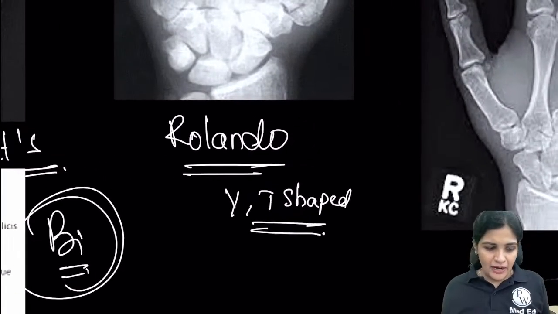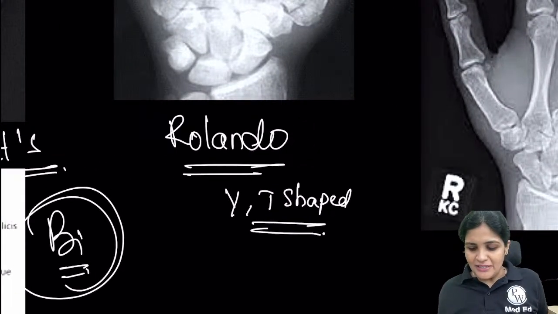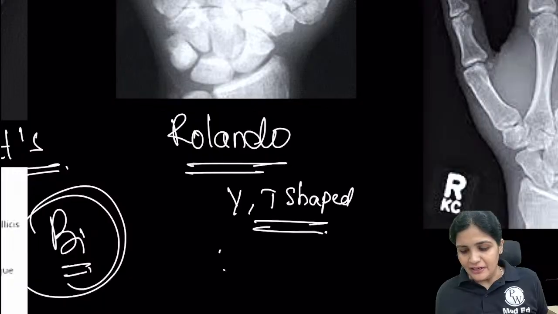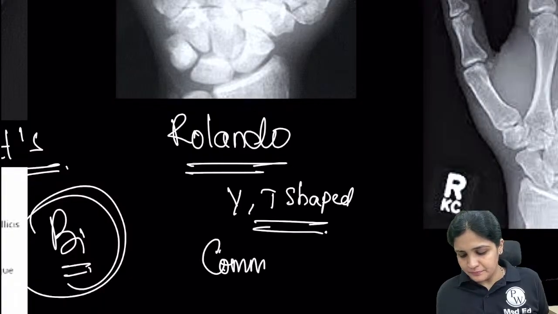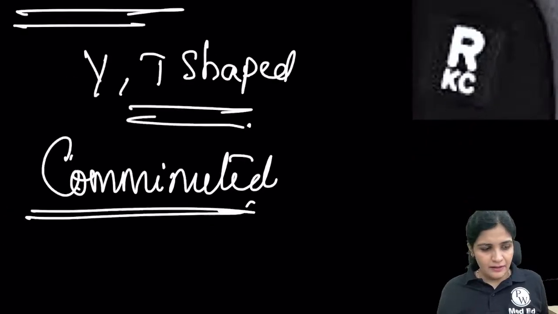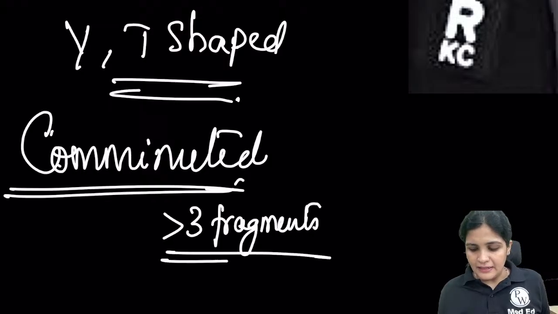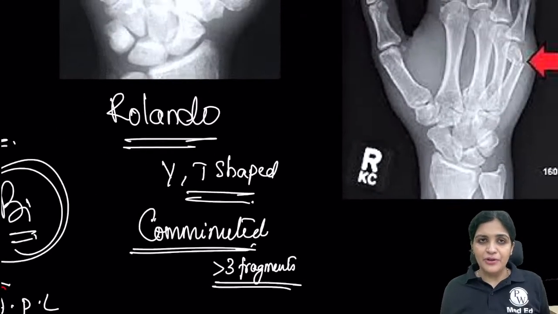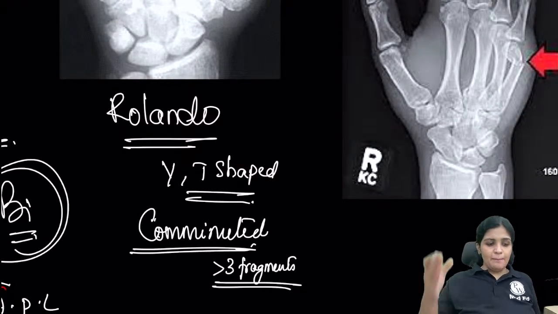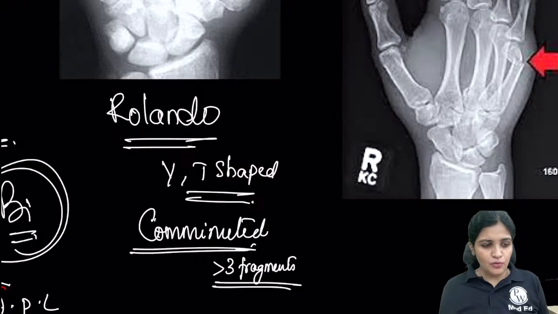Cristiano Ronaldo, you can remember. So this is Y or T shape. This is a comminuted fracture. What do you mean by comminuted? When the fracture fragments are more than 3. Clear? That is comminuted. Rolando is a comminuted fracture. Bennett's is a bifragment fracture. There are 2 fragments in it.